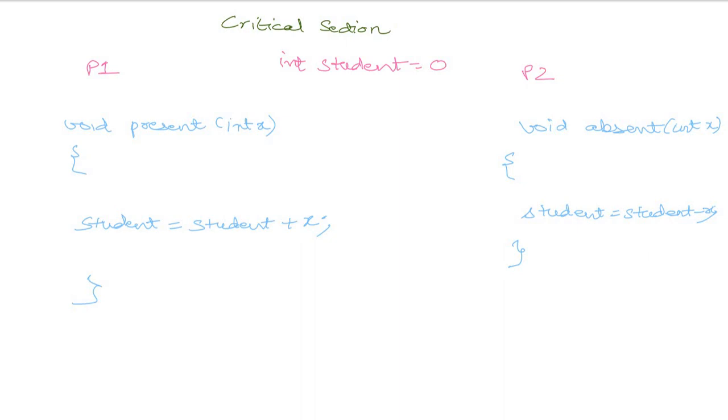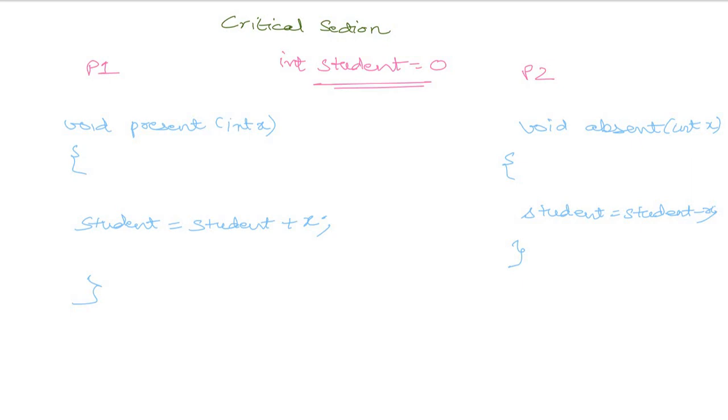For example, if a particular class is given that there are X students present, we increment X, and if they have given that X students are absent, then we decrement X. So in this example, we can see that the race condition might occur around the variable student, because here we have student = student + X and student = student - X, as we saw in the previous video how race condition occurs.